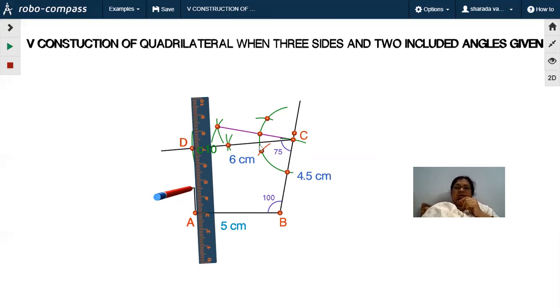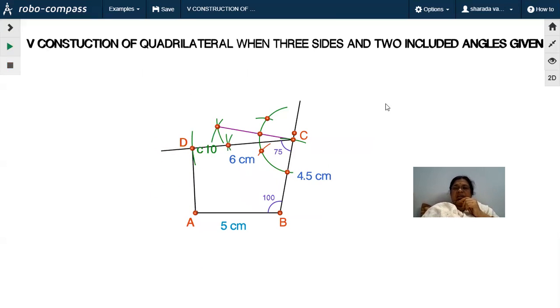So keep the pointer at C and take the radius as 6 centimeters, draw an arc, locate the point as D, now join AD like this. Did you get the quadrilateral now? Everyone? Observe it. So you can do problems in 3.5. Understood everyone? Okay, this is the construction.